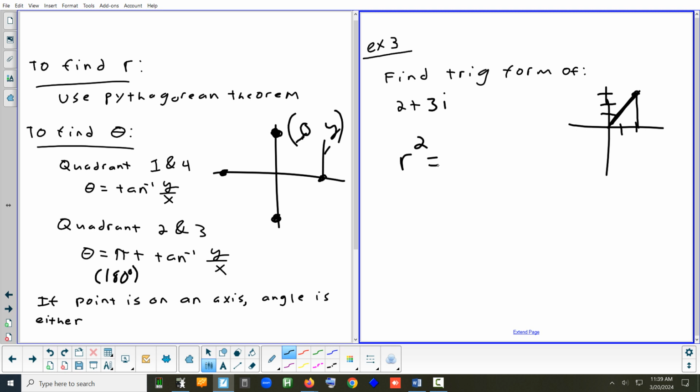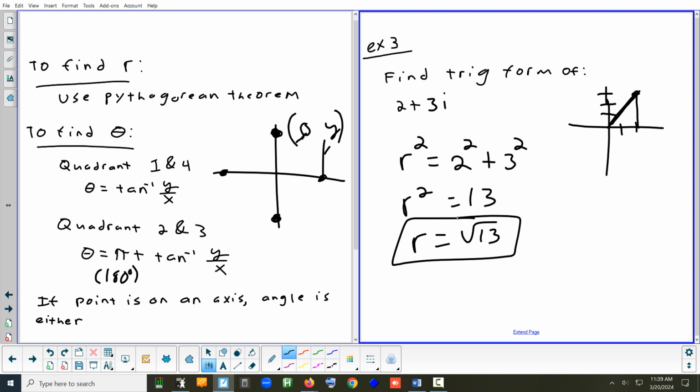2 squared plus 3 squared. It's just finding the absolute value. That's all you're doing. 2 squared plus 3 squared. All right. What's 2 squared? 4. 3 squared? 9. And 4 plus 9 gives me? 13. So r squared is 13, which means r is square root of 13. We'll just leave it like that. That's exact.